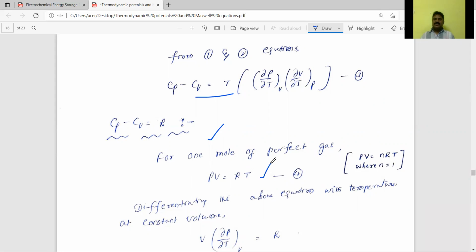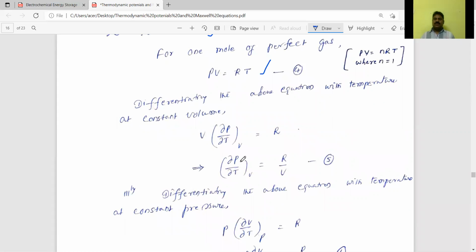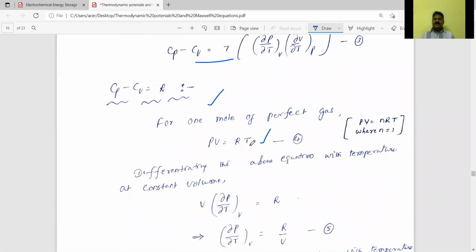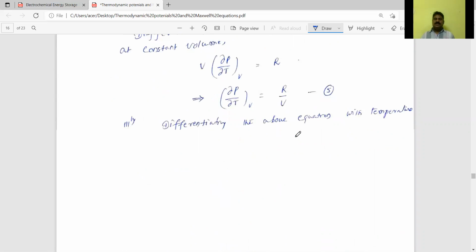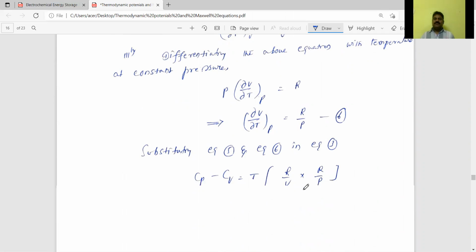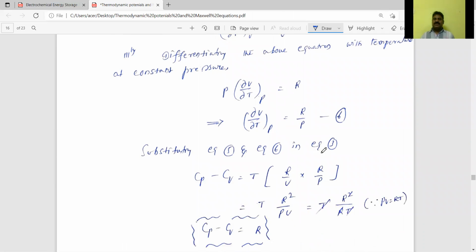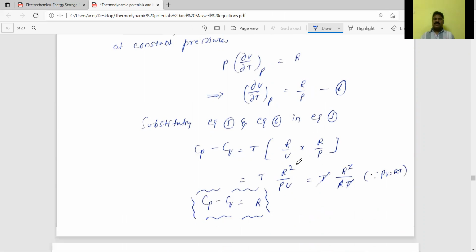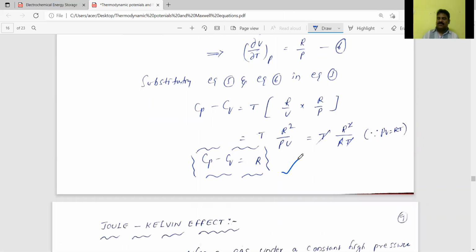If you differentiate this equation with the temperature at a constant V, you can get this value, dou P by dou T at V equal to R by V. Similarly, if you differentiate this equation with respect to T at a constant P, then you can get the value dou V by dou T at P equal to R by P. So, if you substitute these two values in the above equation, you can get Cp minus Cv equal to R. These are the applications related to Maxwell's equations.